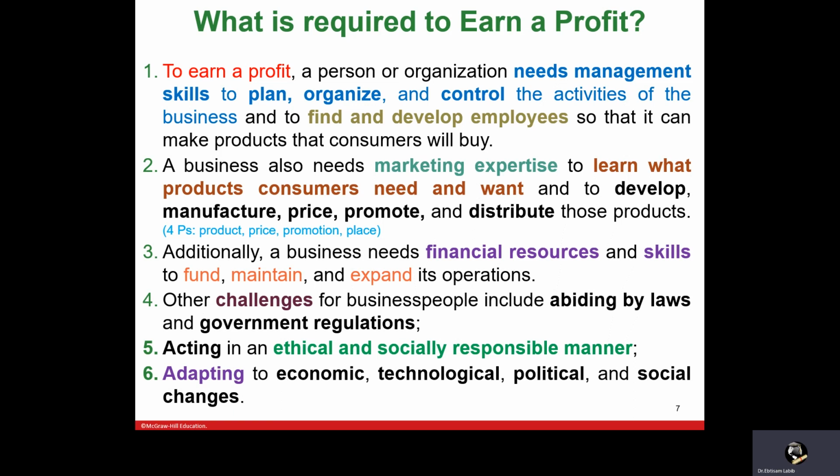Yet they need to abide by the laws and the government regulations. They should do everything legally, and they should abide by the regulations imposed by the government. And as we said, they should act ethically and socially responsible. And of course, because that business doesn't work alone, they don't exist in a vacuum. They work within a certain society, and that society is ever changing. It's not stable. So they will have some economic changes, technological changes, some political or social changes. So that business needs to adapt to those changes to be able to earn a profit.